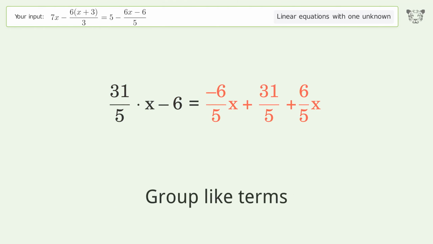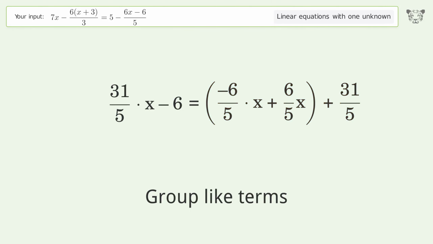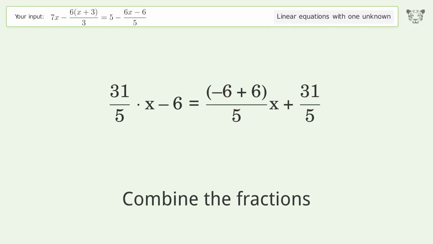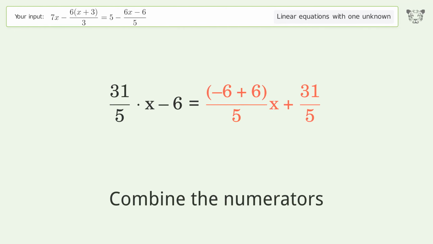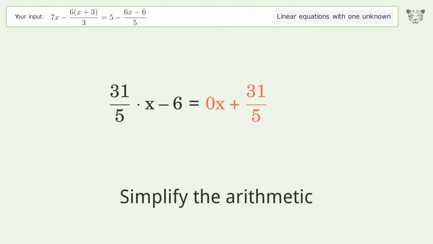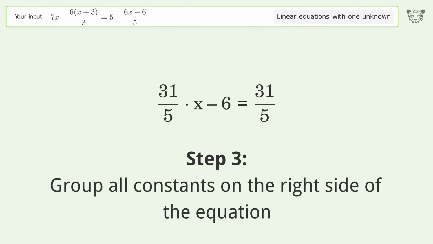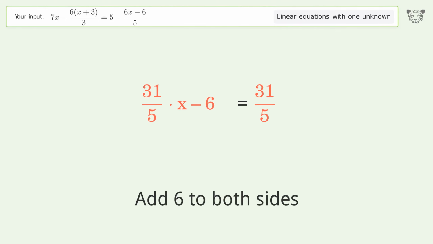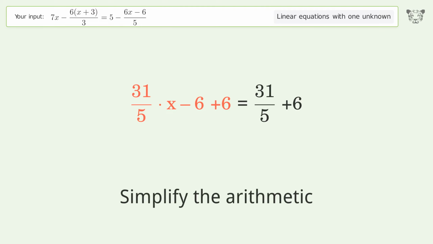Group like terms. Combine the fractions. Combine the numerators. Reduce the zero numerator. Simplify the arithmetic. Group all constants on the right side of the equation. Add 6 to both sides. Simplify the arithmetic.